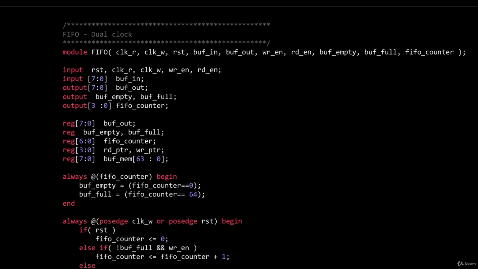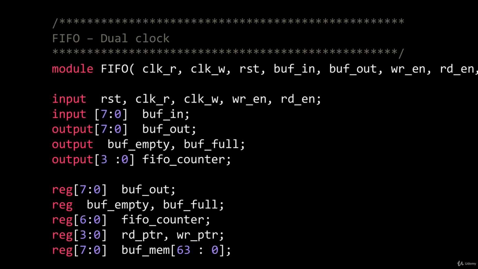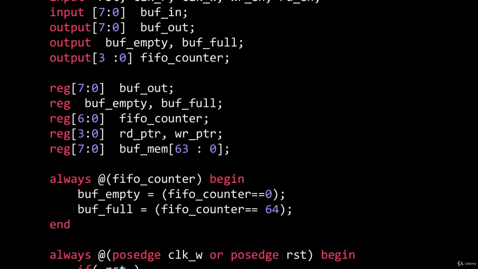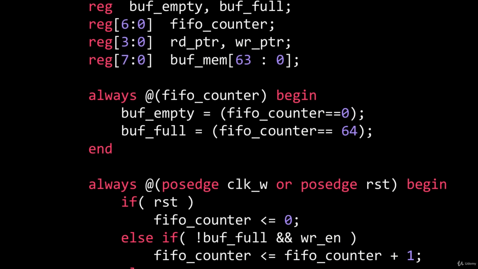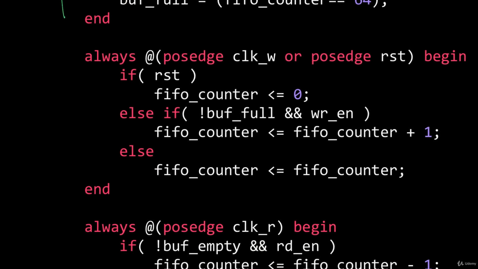The only difference here from the previous code that we saw is that you have two different clocks. You have a read clock and a write clock, and the definitions remain the same. In your first always block, there is no change. We just give the status bits, that is buffer empty and buffer full, based on your FIFO counter. Now we have to start splitting our blocks.